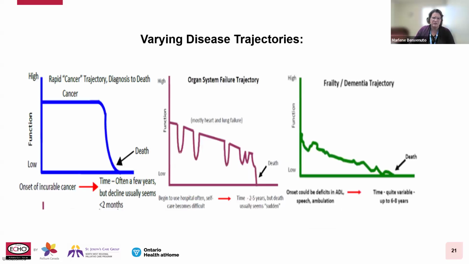Any questions or anything so far? Oh, we're good. So this slide is just showing you the varying disease trajectories and the 3 most common ones are cancer, organ system failure, and frailty and dementia.